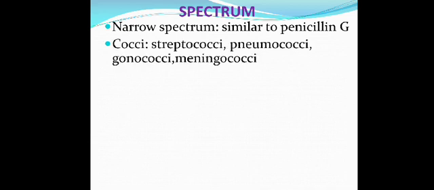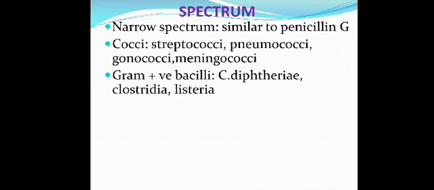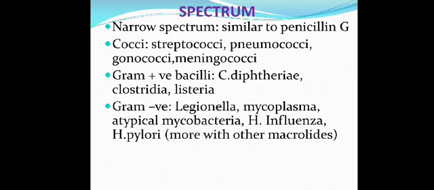Spectrum of activity. It has a narrow spectrum of activity and the spectrum is similar to penicillin. It is active against cocci organisms like streptococci, pneumococci, gonococci and meningococci, and gram-positive bacilli like Corynebacterium diphtheriae, Clostridia and Listeria. It is also active against some gram-negative organisms such as Legionella, Mycoplasma, atypical Mycobacteria, Haemophilus influenzae and H. pylori.